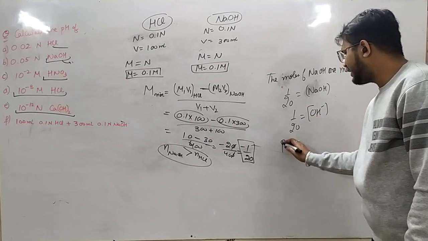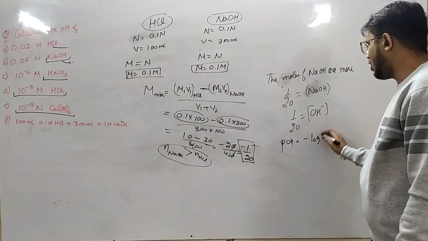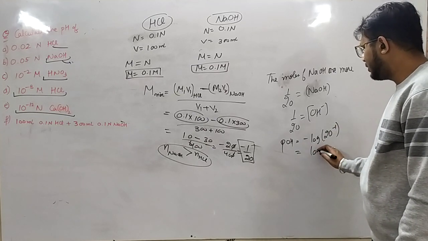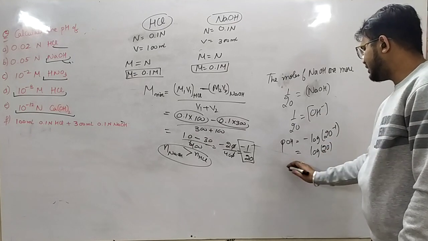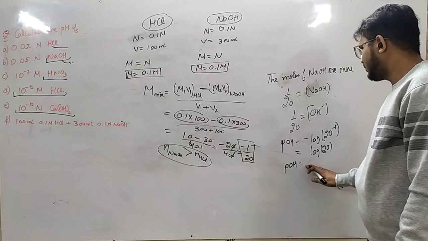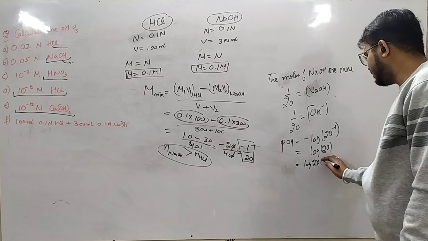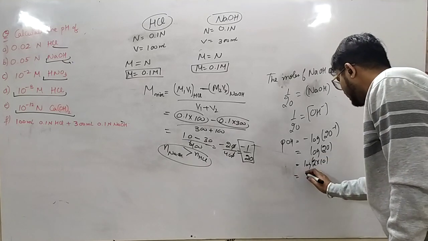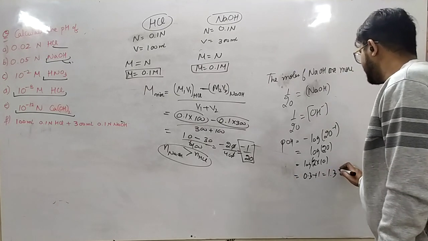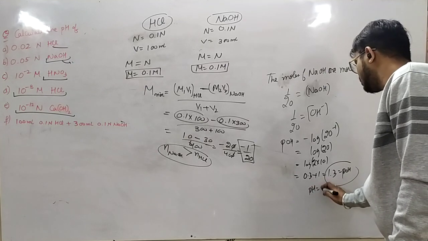So from here I can find the pOH is equal to minus log of 20 to the power minus 1. So log 20 is equal to log 2 times 10, which comes out to be 0.3 plus 1, 1.3. So pOH comes out to be 1.3 and pH is equal to 12.7.